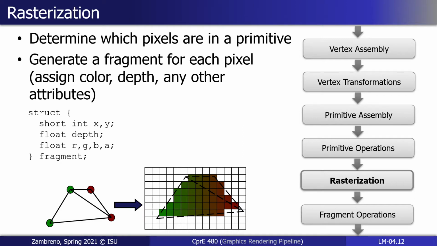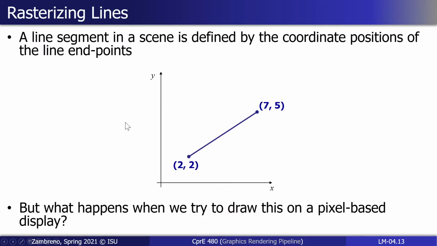So we have to figure out what should be a fragment or not. What are the candidate fragments for a given primitive, and what should their attributes be? You're doing that in MP2. We're going to do that today. We're going to start with lines, but it's really the same exact approach, and I think you'll see that as we walk through that here today.